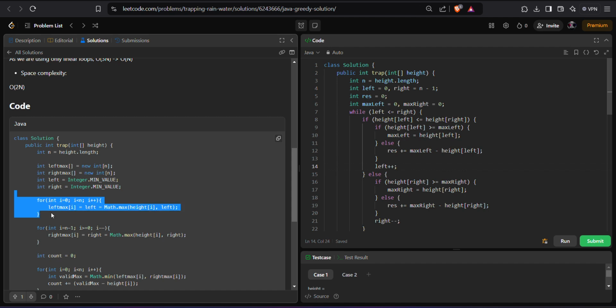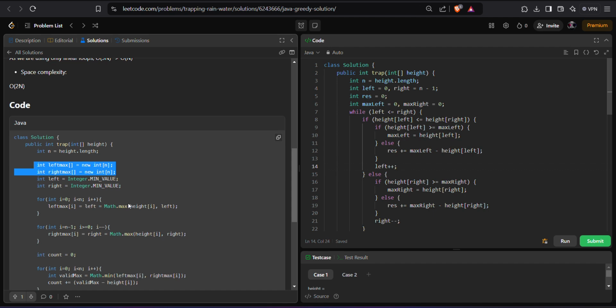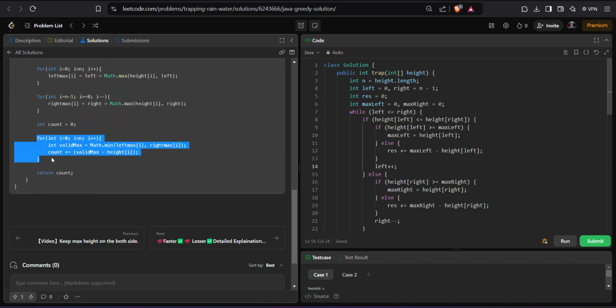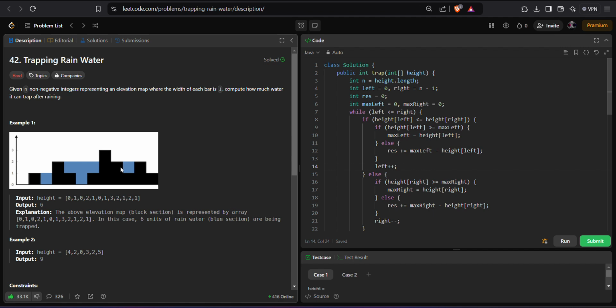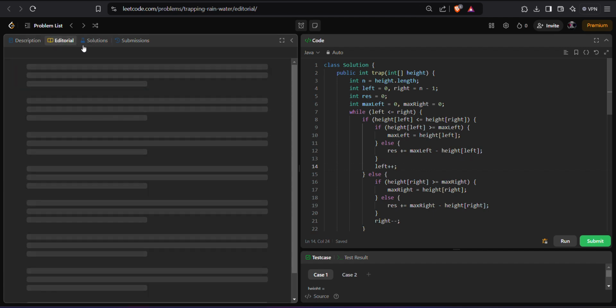We will first of all calculate the left max for every bar, then the right max for every bar. We will store them in two different arrays, and for the third time, this is the final time, we will be calculating what amount of water is stored in the current bar, and that would be decided by the minimum of left and right. Remember, the water stored in the bar is decided by the minimum of left or right, because anything higher than that, let's say this thing, the water will not stay, it will fall. So only the minimum will decide the level of water stored in the current bar.